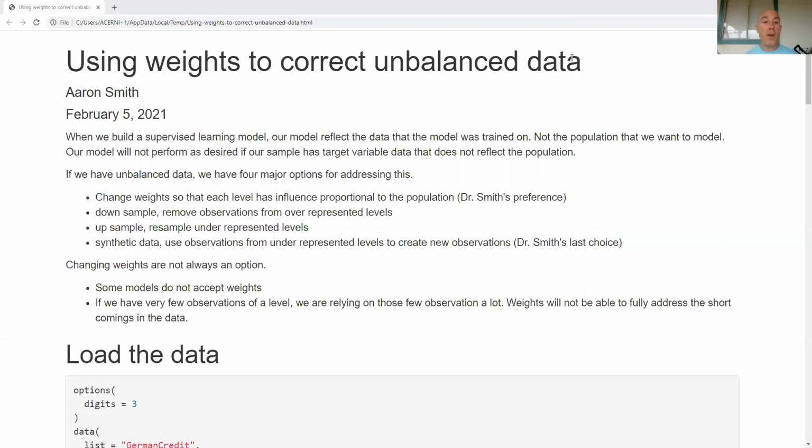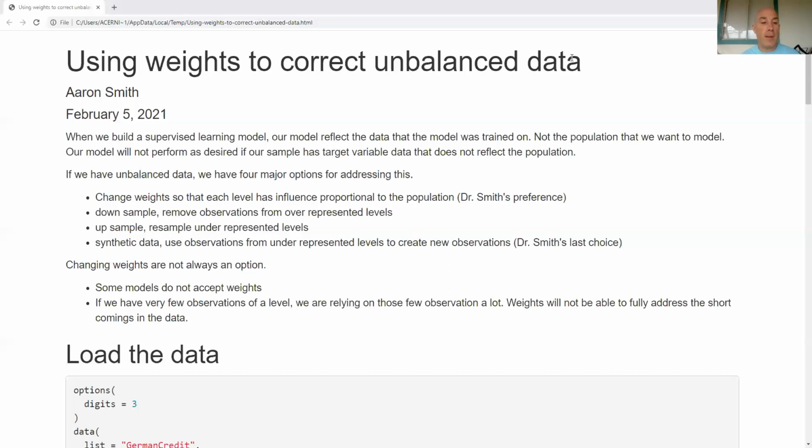Now, changing weights is not always an option. For example, some model structures just don't accept weights, and if I'm going to be using one of those models, I can't use weights. So we'll have to use one of the other options. Also, if we have very, very few observations of a level, weights really are not going to fix that problem. We really need more data.